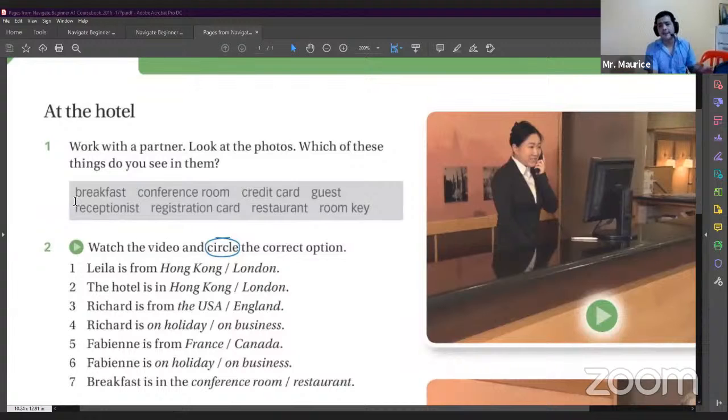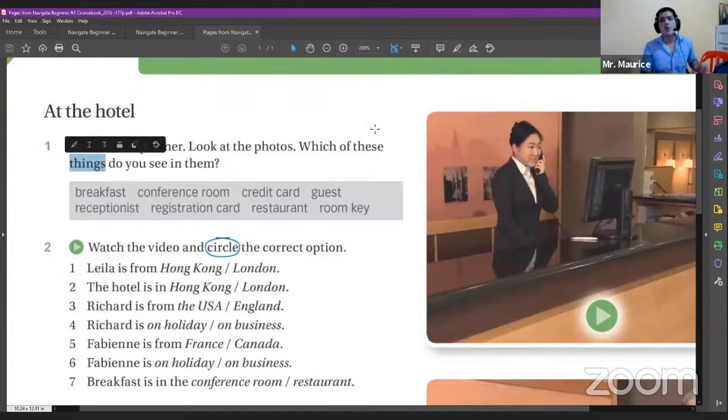Which of these things do you see in that? Which of these things? Things means object. ¿Cuál de estos objetos puedes ver? Which of these things do you see in them? So these are the objects. Breakfast, conference rooms, credit card, guest, receptionist, registration card, restaurant, or room key.